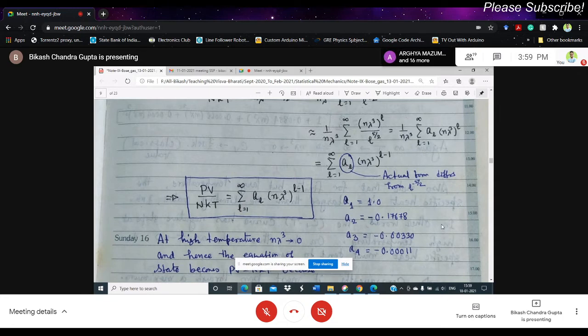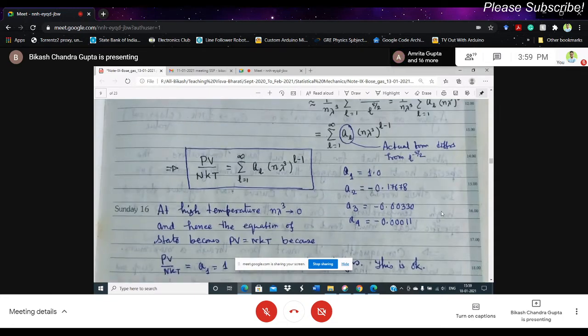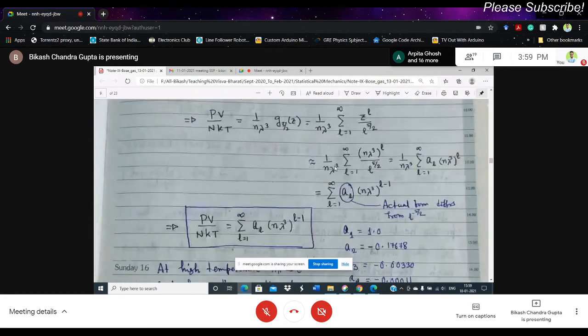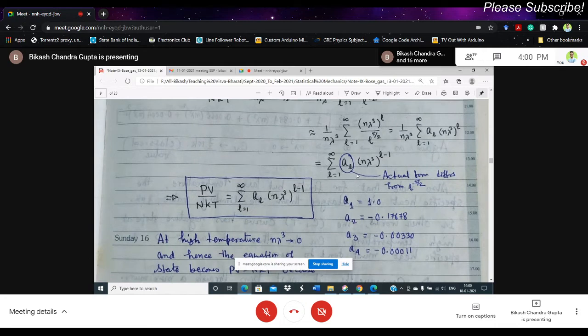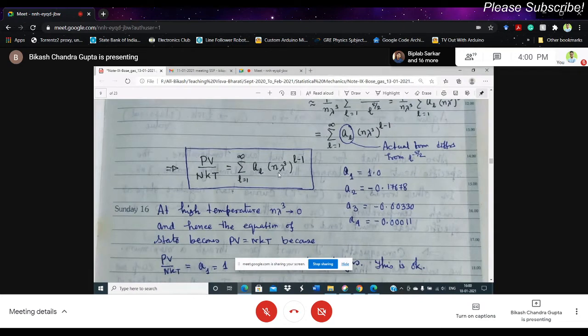So I'm not going to dig out how you obtain the coefficients. All I'm saying is that these are the first four coefficients you have if you expand this g function in terms of n lambda cubed, which is z. Now I explained that when it is tending to 0, you just retain the first term because other terms are not going to contribute, and therefore PV equals NkT, which is the classical value because you are in the classical regime.